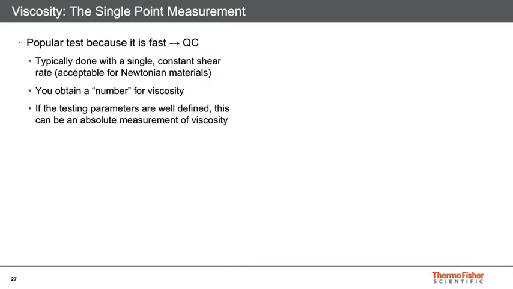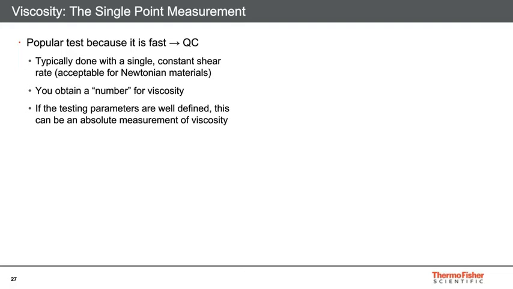So the most common rheological parameter that's tested is viscosity. That's the most common kind of metric that's used. And the most common test that's used, it's simple. It's just what's called a single point measurement. So you load your sample and you measure its viscosity using a single constant shear rate.